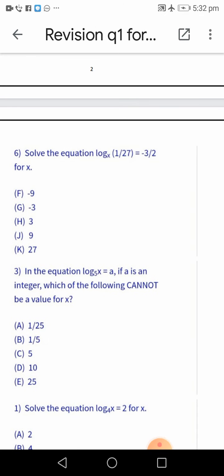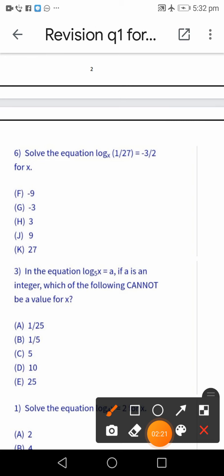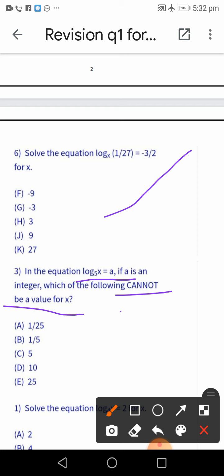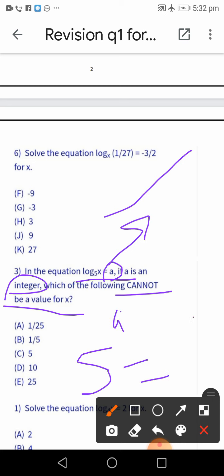What about here? If you have a question like this, you can deal with the calculator. What about this? If I have log base 5 of x equals a, which of the following cannot be a value for x, as a is an integer? So I can convert it to exponential form. How? I will take the base, which is 5, power the answer, which is a, equals x. Which one cannot be the value of x, because this will be an integer?